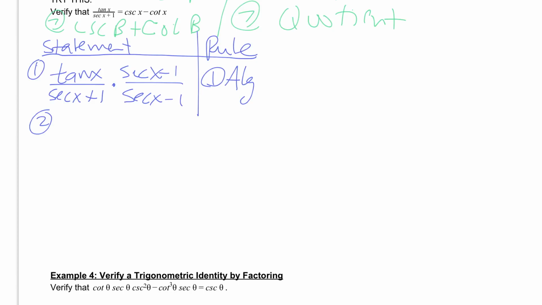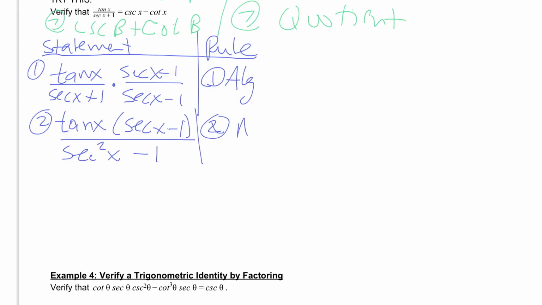Step number 2, I'm going to go ahead and multiply the top and the bottom. So I'm going to take tangent of x times secant of x minus 1. And multiplying out the denominator, which is a difference of squares, is secant squared x minus 1. And step 2 here was just algebra stuff.